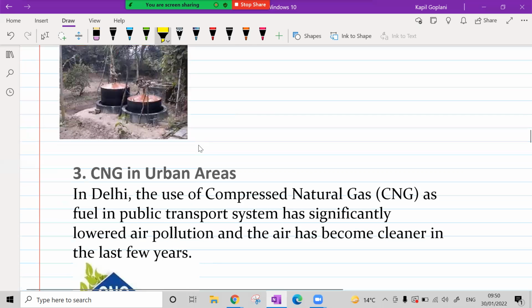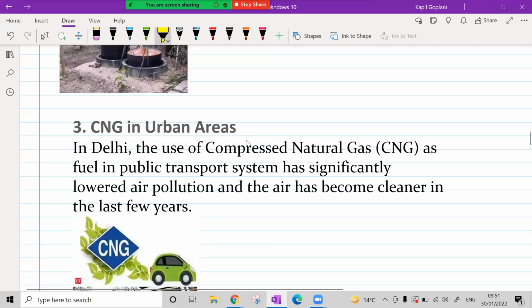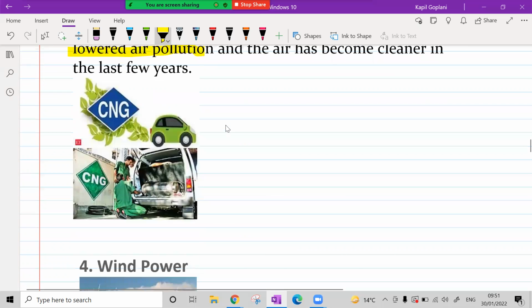Next is CNG in urban areas. Today, if you are traveling, you have seen that autos are totally running on CNG, even in Indore. In Delhi, it was a cause of concern, so they shifted from petrol to CNG. Why? Because CNG used in public transport reduces air pollution. If we use petrol and diesel, it creates huge air pollution, but CNG is a cleaner fuel and reduces air pollution. That is a great advantage. So the third strategy is that CNG can be used in urban areas to reduce air pollution, especially in Delhi, where it has been utilized.